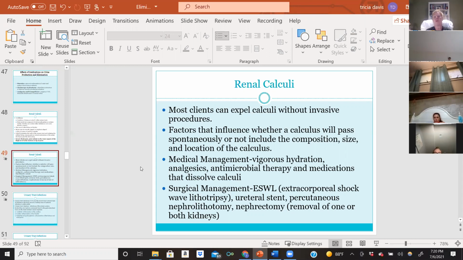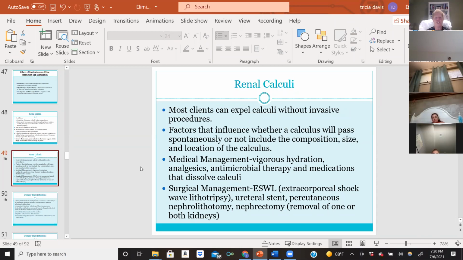Factors that influence whether or not a patient will be able to pass that stone spontaneously are going to include the composition of it. So what is it made of, first of all? Some things like uric acid, sometimes they don't always pass easily. Also how big it is and the location, where it is.